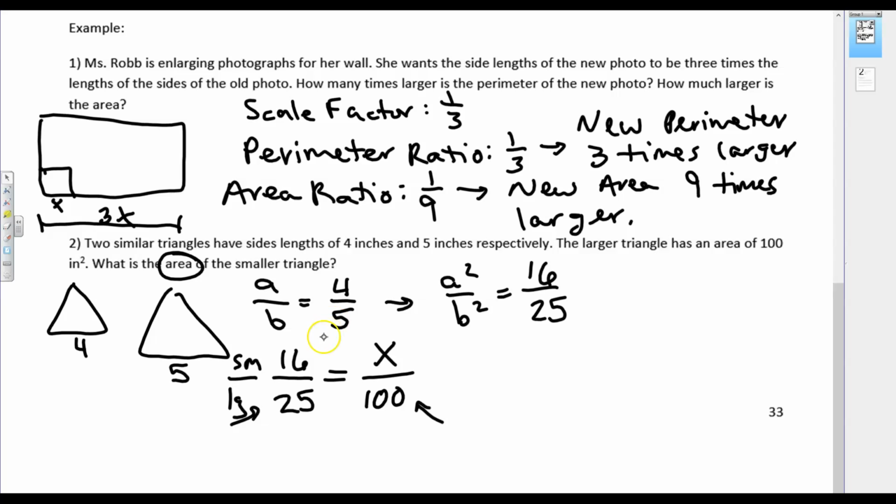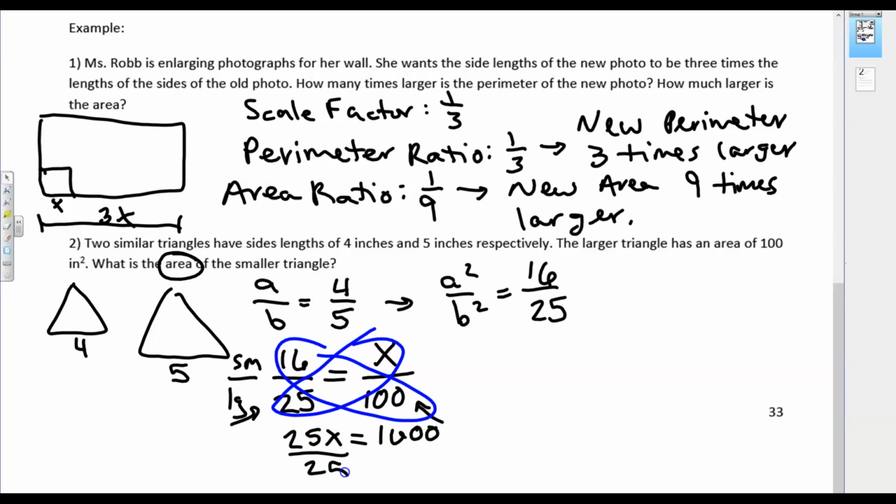I'm going to now cross multiply, just like we were doing at the very beginning of this unit. So I get 25x equals 1600. Divide both sides by 25. And when I divide 1600 by 25, I get that x equals 64. And this is area, so my answer would be 64 inches squared is the area of my smaller triangle.